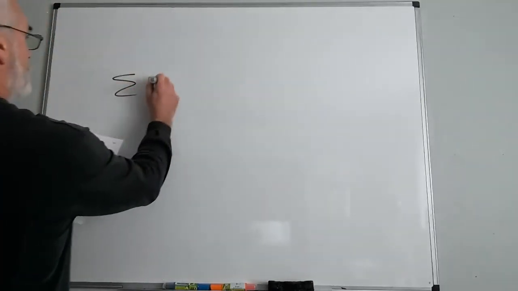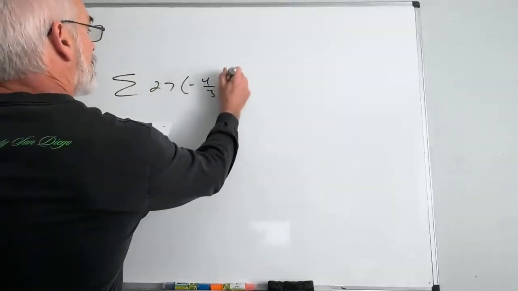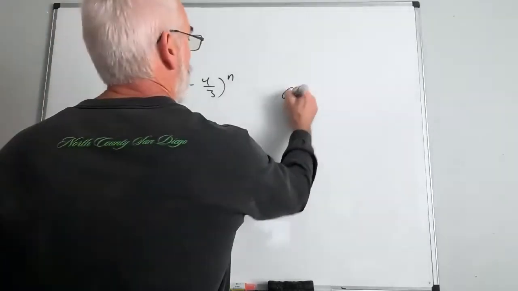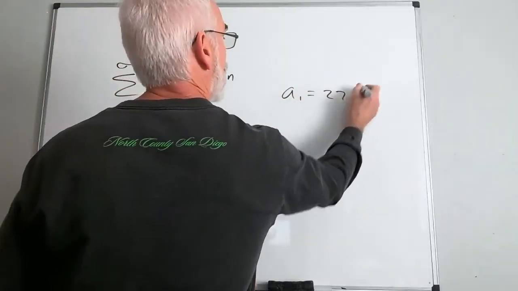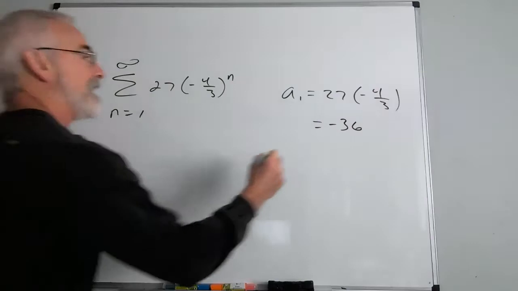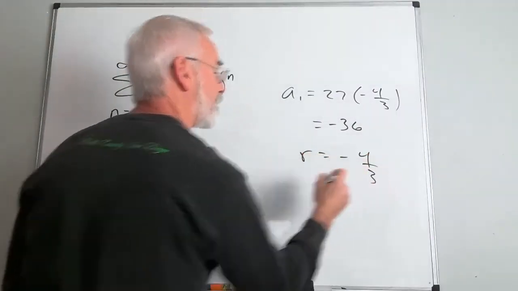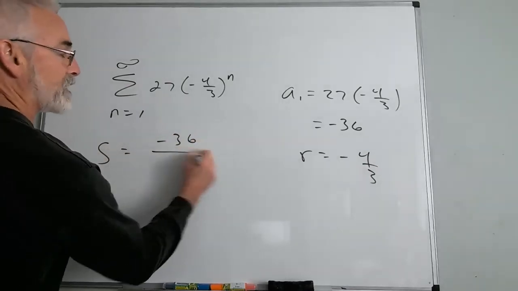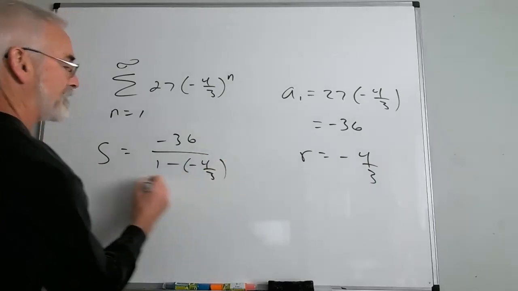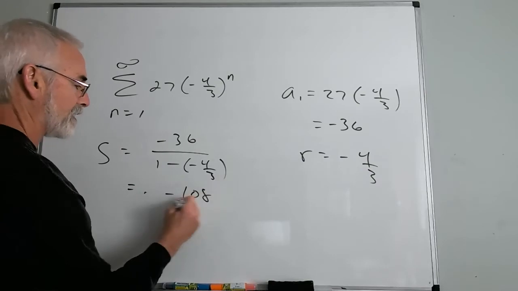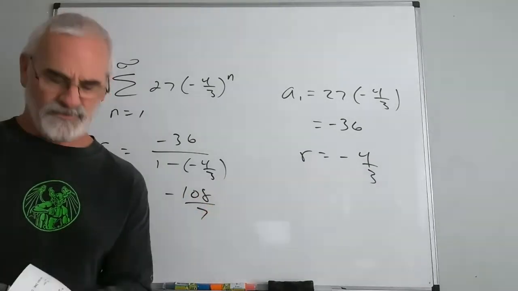Now on the first problem, because I did get some answers like this, okay. The first term here is going to be 27 times -4/3, which is -36. And I have a constant ratio of -4/3. So of course, the infinite sum is simply -36 over 1 minus -4/3, which I believe ends up being -108 over 7. So what's wrong with this?